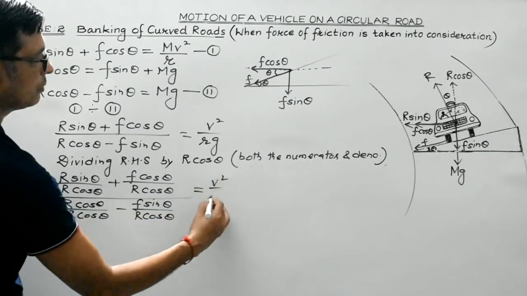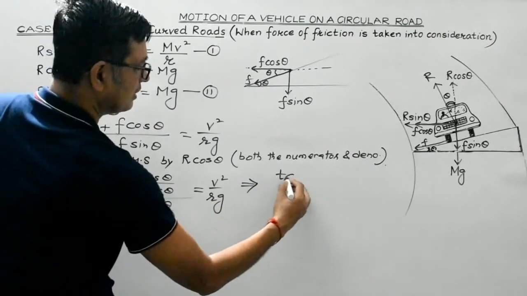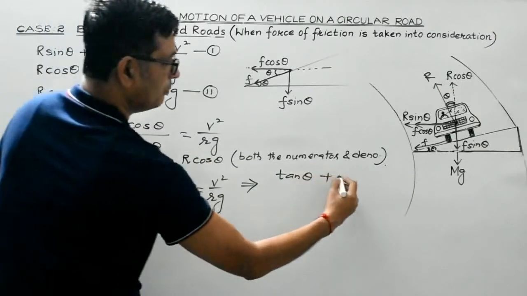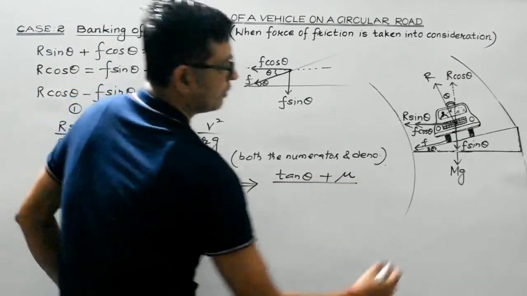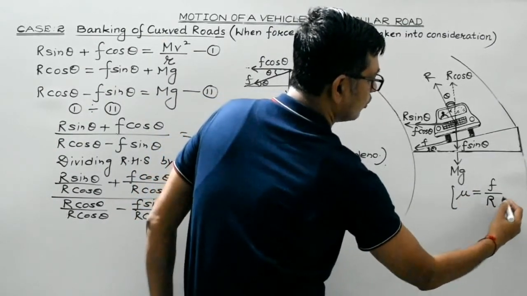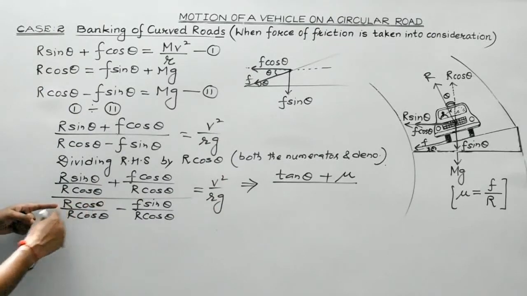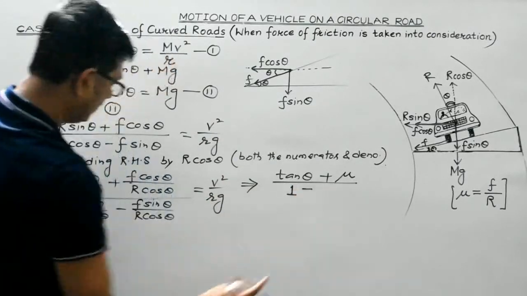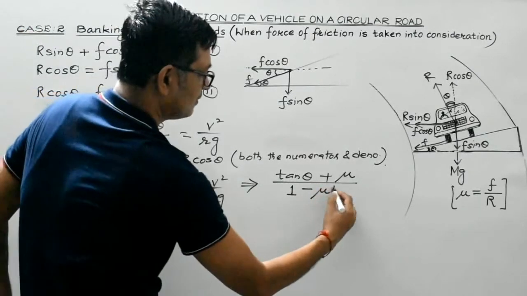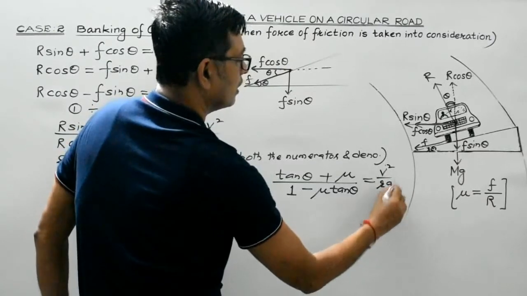So here it is v square by rg. Okay. Now what we get is R gets cancelled, so sin theta by cos theta is tan theta, plus f by R, cos theta gets cancelled, f by R is mu. Because we are aware mu is the coefficient of friction, it is equal to the ratio of the force of friction to the normal reaction. Over here R cos theta gets cancelled, we get 1 minus f by R, which is mu, and sin theta over cos theta, that is tan theta. So it is equal to v square by rg.